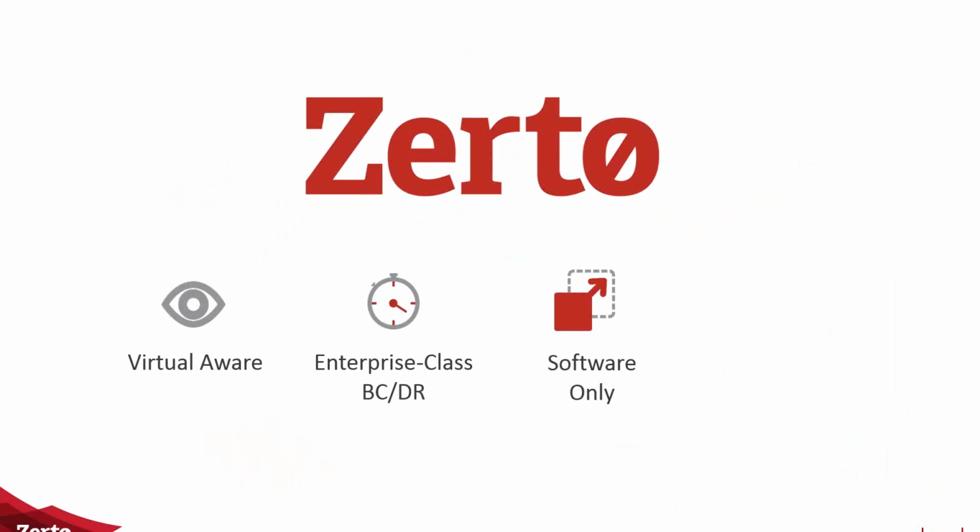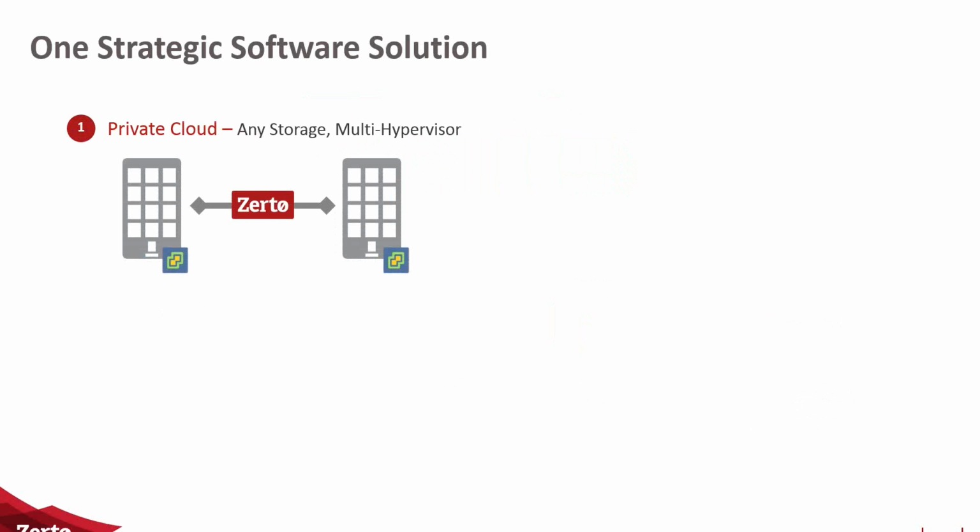It's completely software only, so there's no complex storage-based replication to configure. All of the replication is managed using software in the hypervisor. And starting with Zerto 4.0, which is due out imminently, we'll not only be storage agnostic, we'll also be hypervisor agnostic too. And what this means is that with Zerto 4.0, with one strategic software solution for your private cloud, you can protect virtual machines between any storage and your different VMware data centers. In 4.0, you can also now use Zerto to protect between Microsoft Hyper-V data centers.